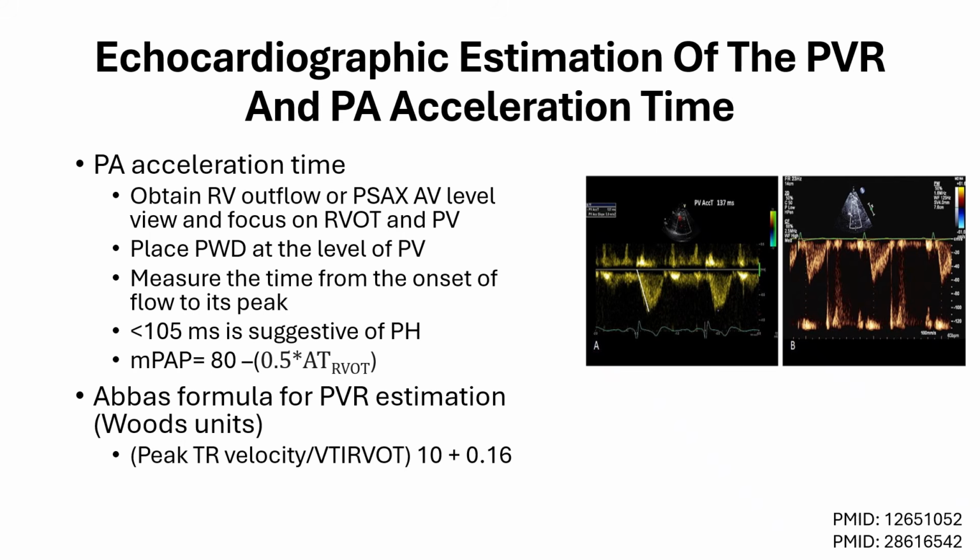Again, especially for acceleration time, extremes in heart rate can significantly affect the validity of the results. This measurement was most accurate for heart rates above 60 and less than 100. Again, extremes in heart rate can affect the validity of your results.